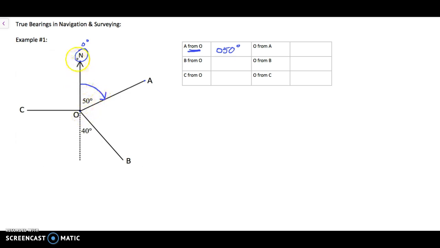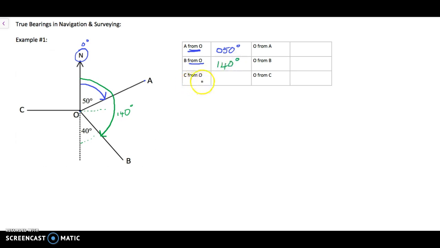If I'm facing north from O, and I want to get to facing B, I'm going to have to go from north in a clockwise direction all the way around until I'm in the direction of point B. So you can see I've travelled certainly past 90 degrees. I've travelled 50 plus an extra part. I haven't travelled all the way around to 180. I'm actually 40 less than that. So it's telling me I've got a bearing of 140 degrees. So B from O is 140.